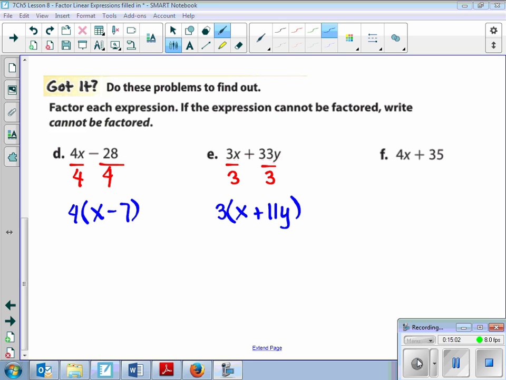Example F says we want to factor 4x plus 35. Now, what can I factor out? What is the GCF of 4x and 35? Nothing. You cannot factor anything out of there. So this is already in simplest form. It cannot be factored. So down here, you're just going to write cannot be factored.